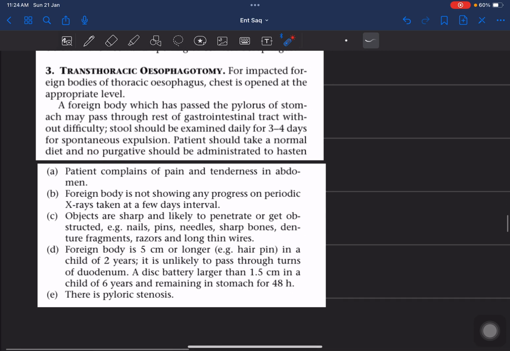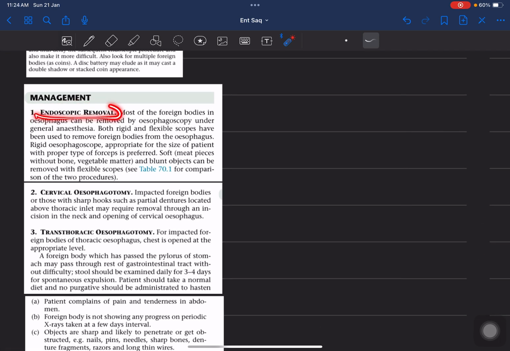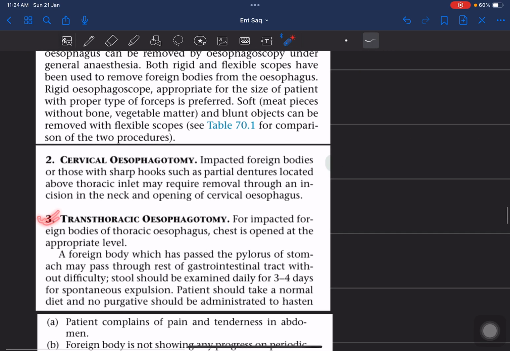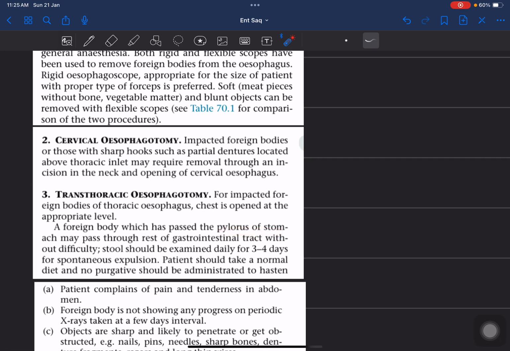Now there are other operative interventions also. We talked about management, and talked about endoscopic removal, right. If the foreign body is sharp, right, it is dentated, it consists of a sharp hook, then we do esophagotomy. And esophagotomy is also of two types, depending upon the level, cervical and transthoracic, right. If it hasn't crossed the thoracic inlet, then we do cervical esophagotomy, and if it has crossed the thoracic inlet, we do transthoracic esophagotomy, right. And if it has already passed the pylorus of the stomach, then we just watch it until it is expelled spontaneously in our stool.